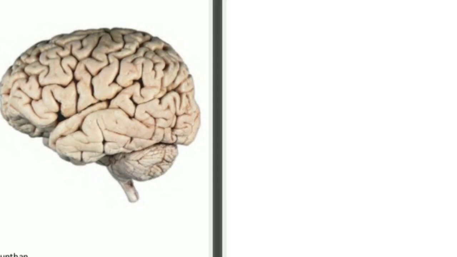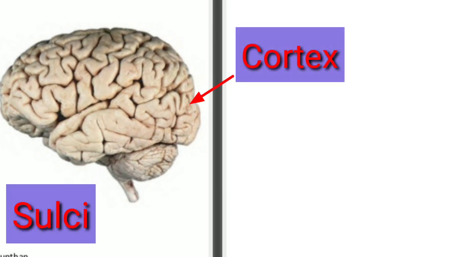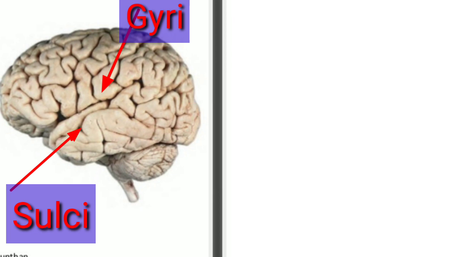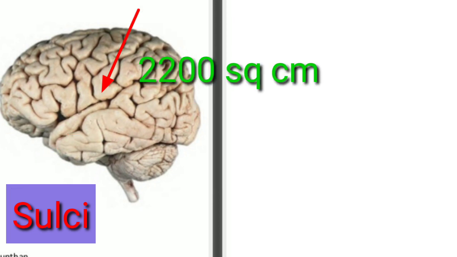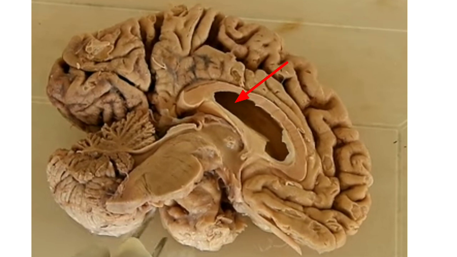The outer surface of the cerebral hemisphere is covered with cortex, which is highly folded due to the presence of sulci and gyri. It is estimated that the surface area of the human cortex is 2200 square centimeters. The cavity inside the hemisphere is called the lateral ventricle.